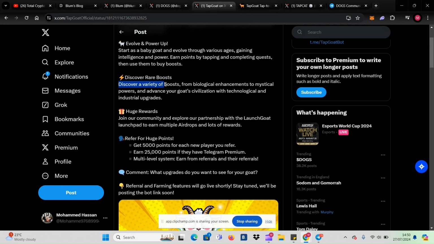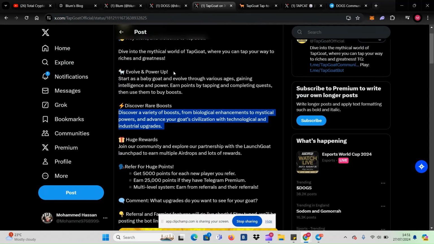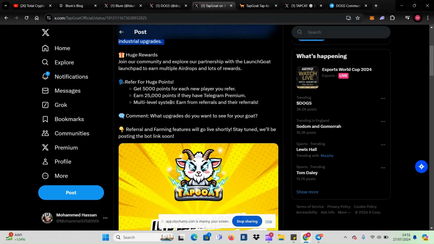Discover a variety of boosts from biological enhancement to mystical powers and advance your goat civilization with technological and industrial upgrades. I love it, guys, because what they're doing here is trying to build a nice little in-game ecosystem where you can evolve through the phases, and as long as you follow these important key points, you can maximize not just your earnings but also boost the amount of points that you can earn during a game.